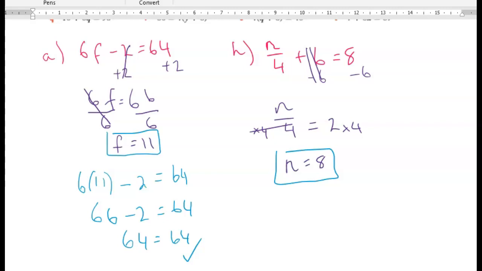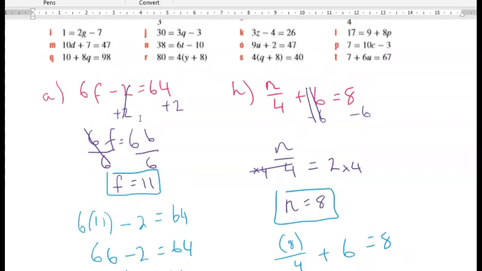Substituting it back into your equation, we're going to have 8 divided by 4. I don't know why I put it in brackets there. Usually I only put it in brackets if I'm multiplying. All right, plus 6 equals 8. 8 divided by 4 gives you 2. And that's going to be 8 equals 8. Great, I know I got it right.